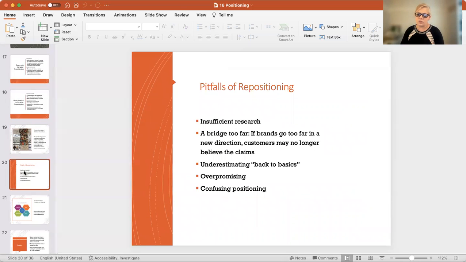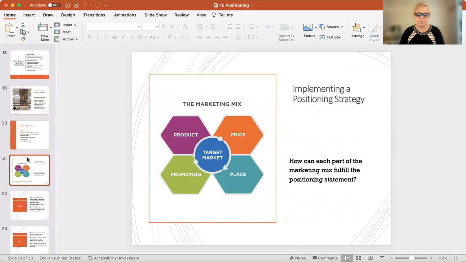Okay, some of the pitfalls. There's insufficient research. We need to go back to the basics. We can overpromise and underdeliver, or we just confuse customers. If Walmart starts carrying Gucci, it's going to confuse us not only about Walmart, but possibly about Gucci as well. So sometimes these things are just confusing in their own right.